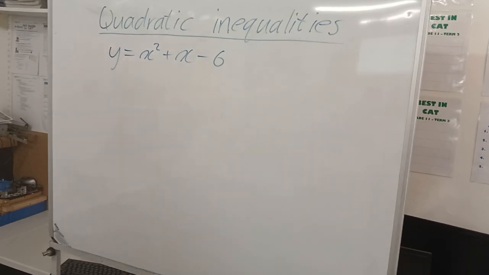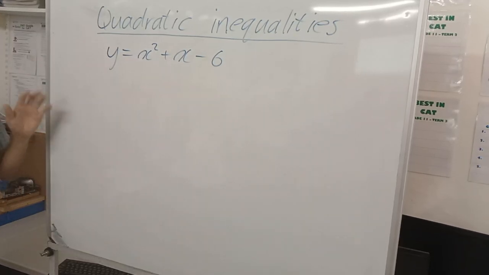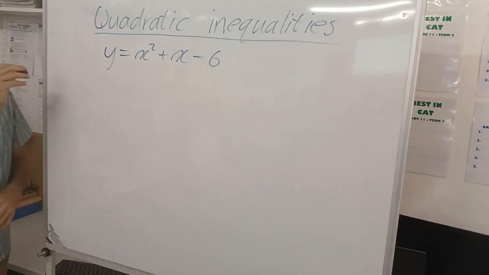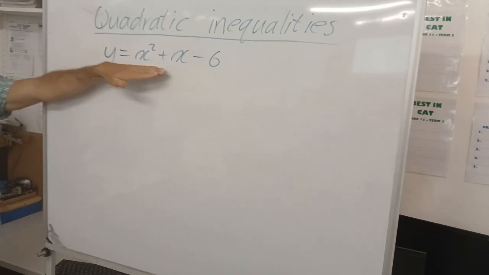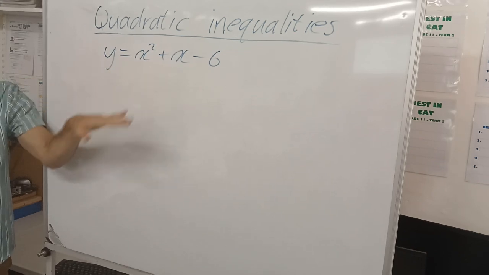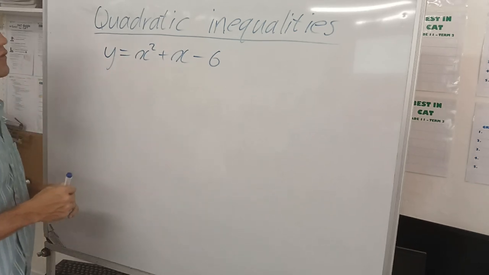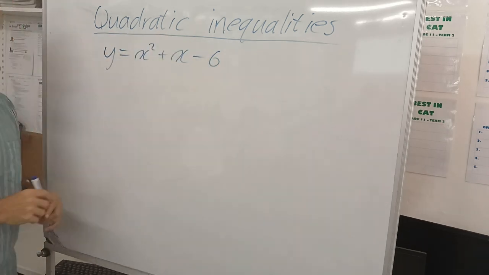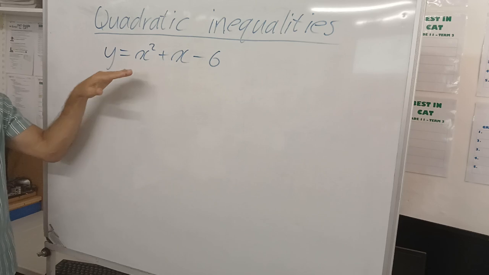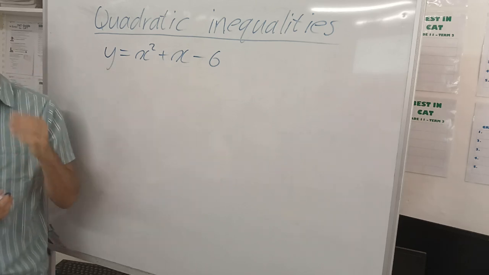Okay, so with inequalities, let's start, when we talk about quadratic inequalities, by looking at a parabola. I'm just going to show you a very simple parabola, y equals x squared plus x minus 6. If you have to draw it, we're going to look at how to draw this, but for now, I'm just going to show you kind of what it would look like.